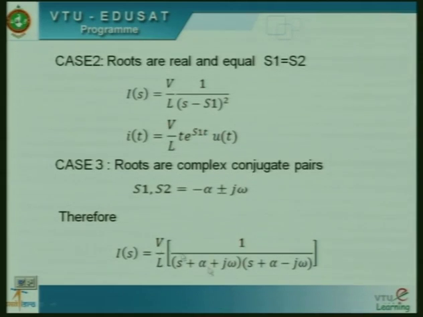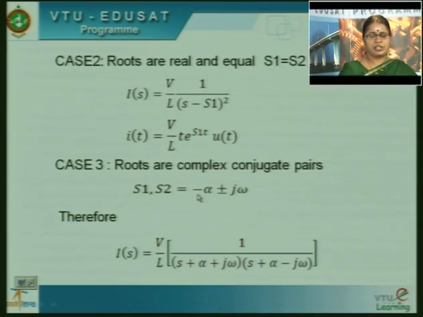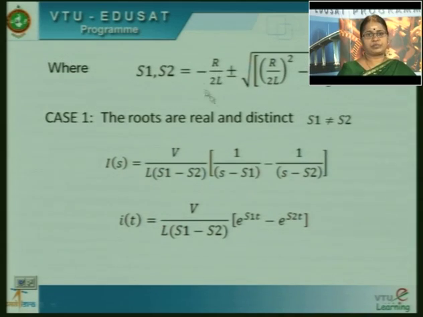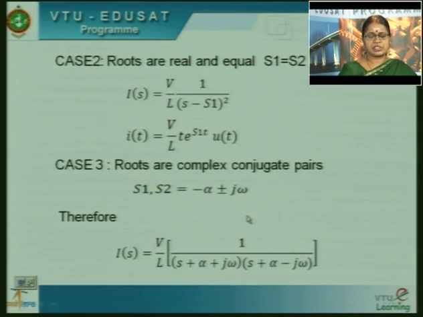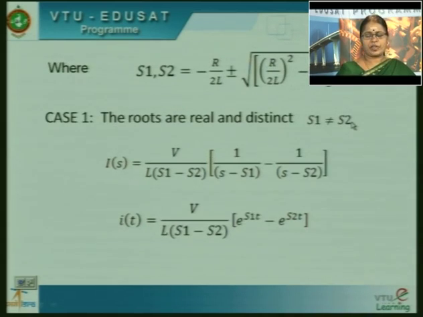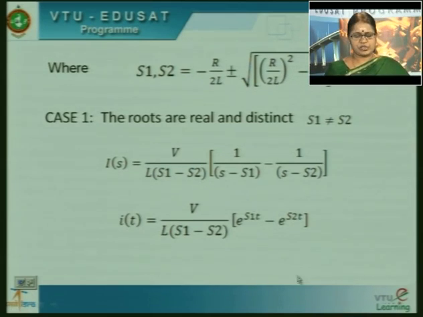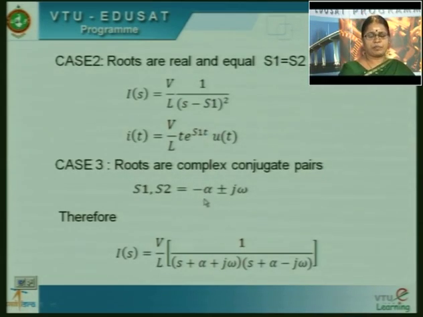So, the roots of the second order equation will have a real part and an imaginary part, or I can write the roots S1 and S2 in complex form, which is equal to minus alpha plus or minus j omega. What is alpha? Alpha is r by 2L, and omega is the square root of the term under the root with a negative sign. So, the roots will be of the form minus alpha plus or minus j omega.